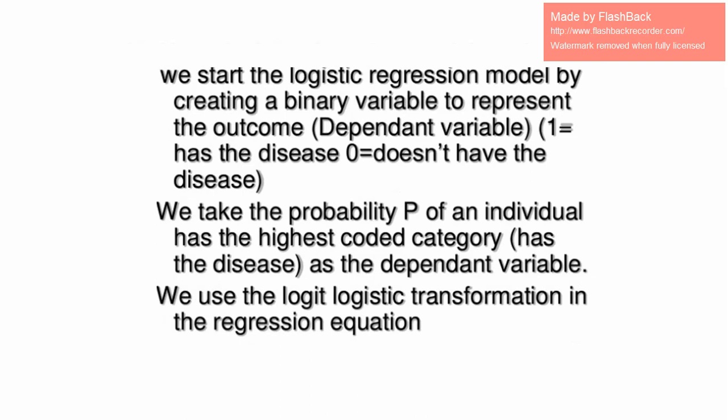If we start a logistic regression model by creating a binary variable to represent the outcome, that is the dependent variable, one has the disease and zero doesn't have the disease. We take the probability p of an individual in the highest coded category having the disease as the dependent variable. We use a logistic transformation in the regression equation, which is used in transforming the regression equation.